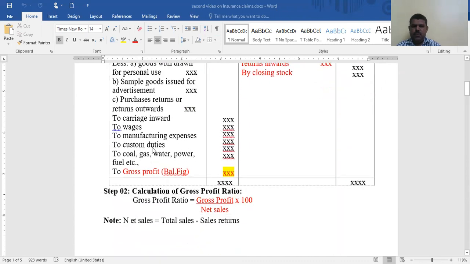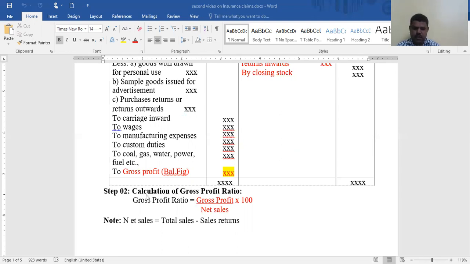Next we are going to follow step number 2, calculation of gross profit ratio. See, there is a direct relationship between profit and sale. There is a saying: higher the sale, higher the profit; lower the sale, lower the profit. So we need to find out the percentage of profit on sales.